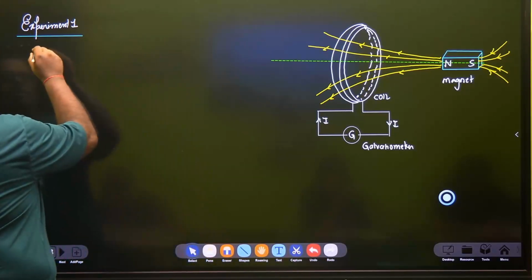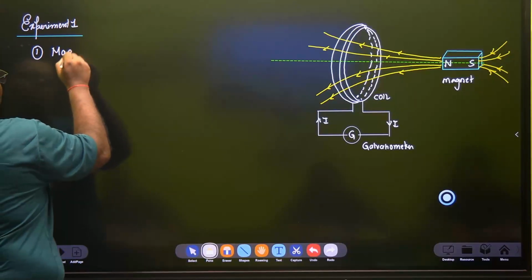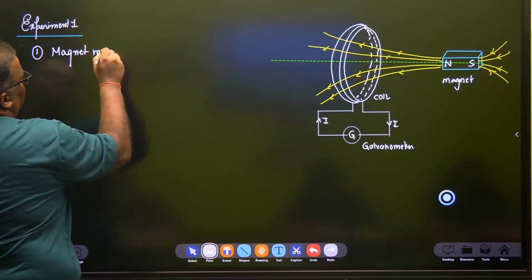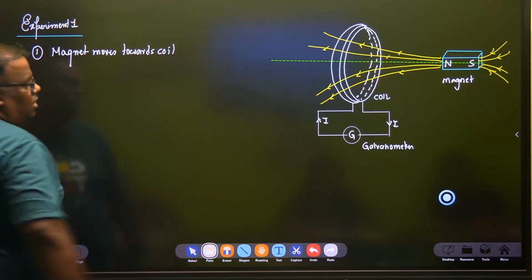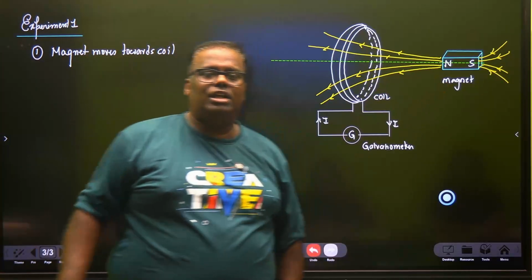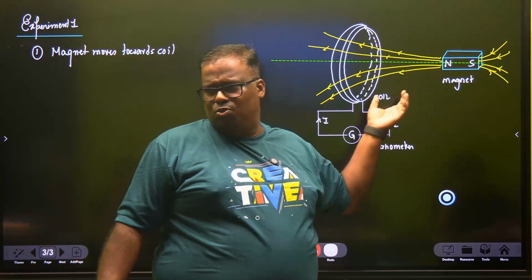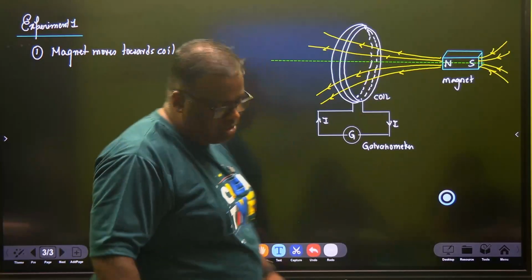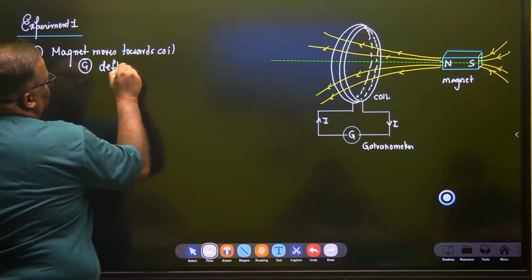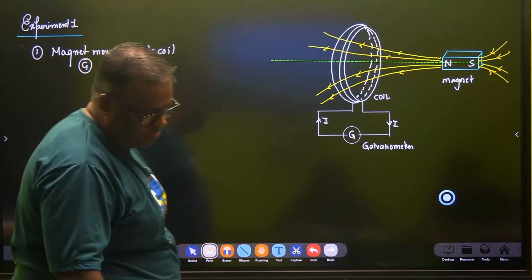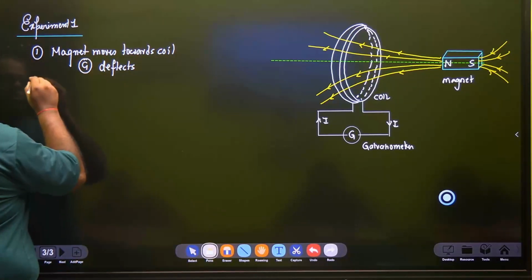Write down point number 1. Magnet moves towards the coil. Children, if you move the magnet towards the coil, aren't you changing the magnetic field of this? Earlier you were sensing some X, now you will sense more than X. Magnet moves towards the coil. Our finding is that the galvanometer deflects.